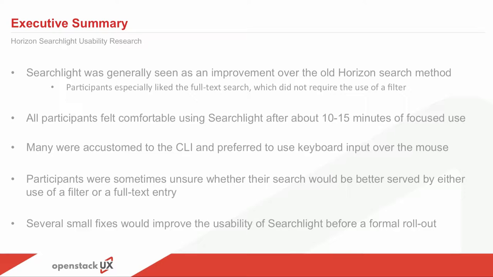And also people said that they sometimes weren't sure what they should start with, either a full text search or using the filters, because a lot of times they might search for something and then have to start over to sort of follow the flow that Searchlight has to be able to find the resources that they're looking for. But all in all, really wasn't anything that was requiring an overhaul. There's just a couple of recommendations that we'll talk about near the end of the presentation that would really improve Searchlight before it's formally rolled out.